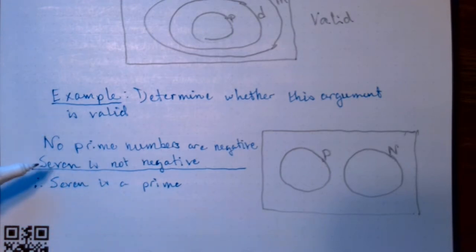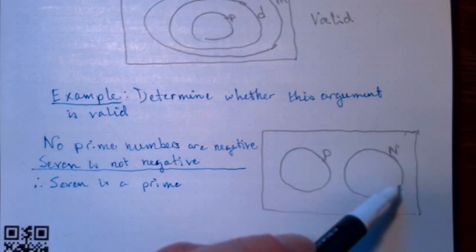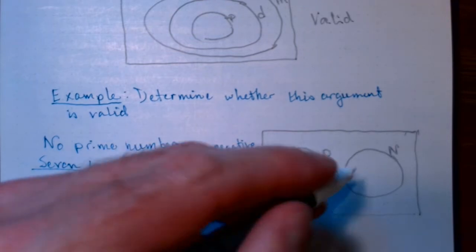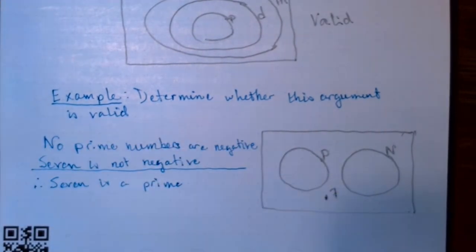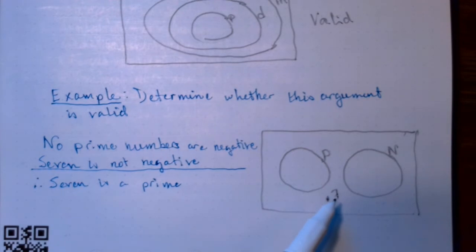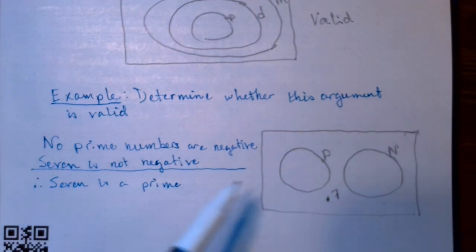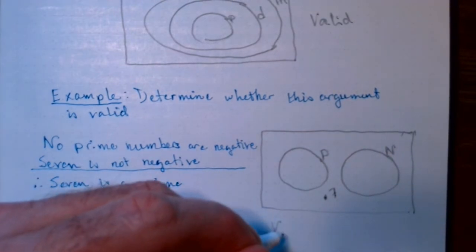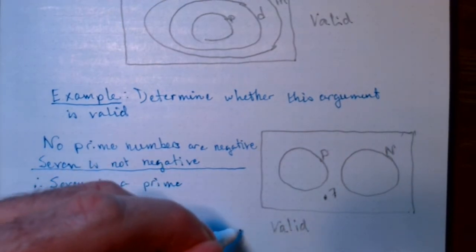Okay, now, the next premise says 7 is not negative. So that's telling me where to put 7 in relation to this circle. So for example, I could put the number 7 right here if I wanted to, right? That's outside the circle for negative numbers. Okay, so this fits the second premise. Their conclusion says, therefore, 7 is prime. So this is not a valid argument.